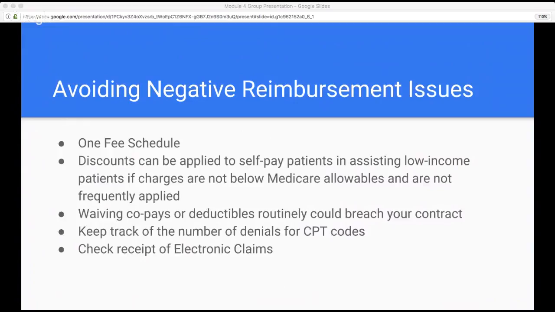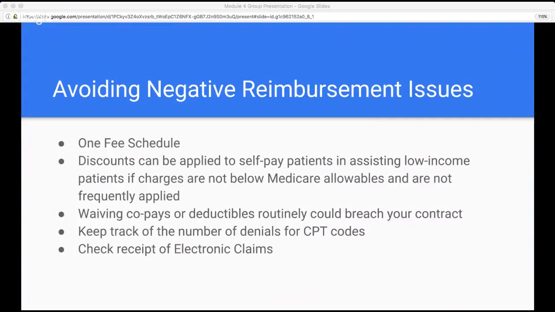To avoid negative reimbursement issues, it is important that your facility has only one fee schedule. Discounts can be given to self-pay patients who are paying at the time of service, but fees should not be lower than the Medicare allowable for such services. If discounted below Medicare allowable, it could jeopardize your current Medicare allowable fee and cause it to be reduced.